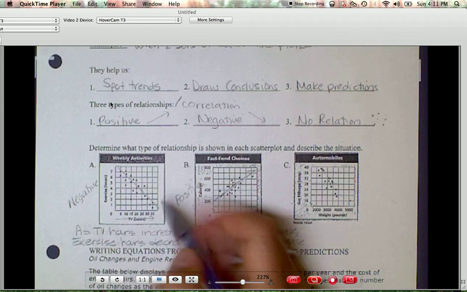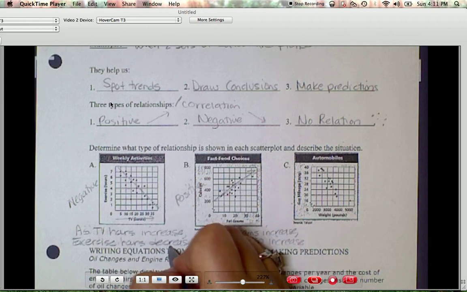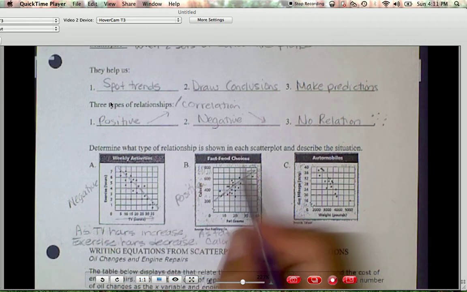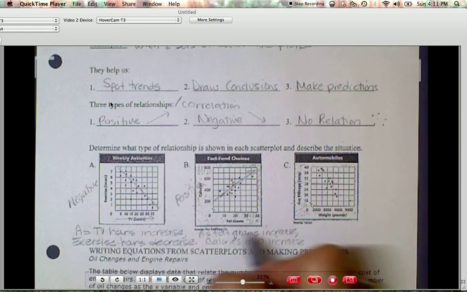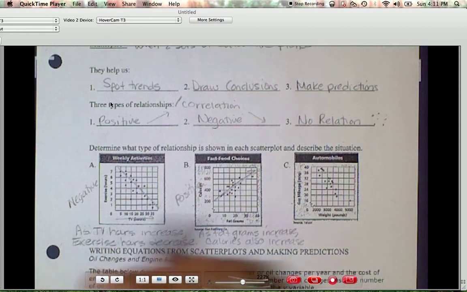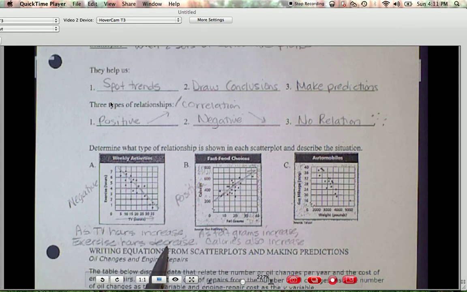In a negative relationship, as the first one increases, the second one decreases. So the first one's always going to be increasing because we're moving upward in the number. And then it really just depends on if this one's decreasing, that's negative. If this one's increasing, it's positive. So C, automobiles.